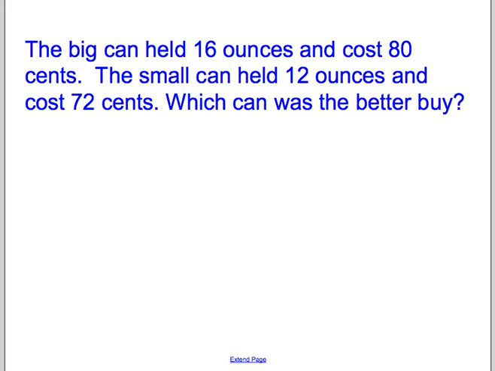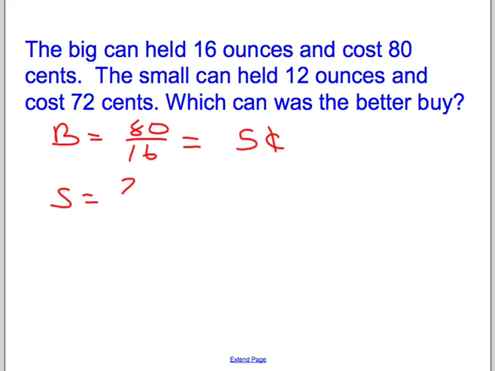The big can held 16 ounces and cost 80 cents. The small one held 12 ounces and cost 72 cents. Which is the better buy? The better buy is the one that's cheaper. So we want to figure each of these. The big can is 80 over 16, and that's 5 cents. And then on the small can, you'd have 72 over 12, and that's 6 cents per ounce.